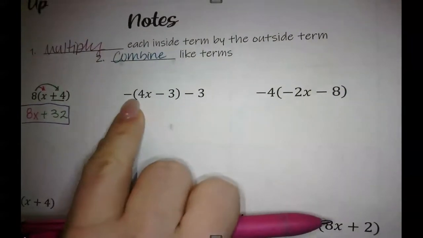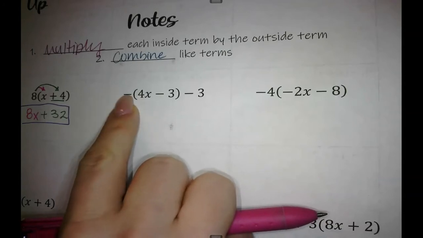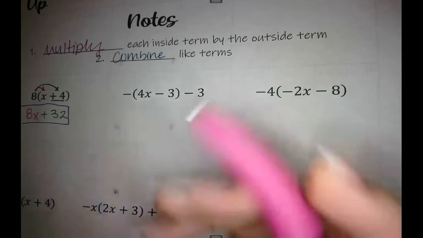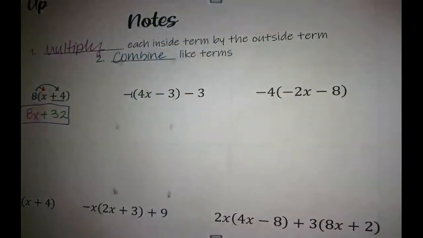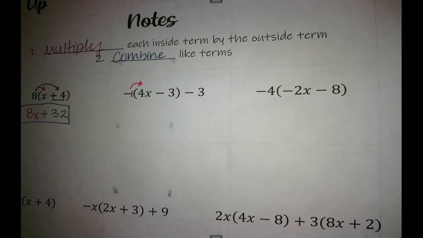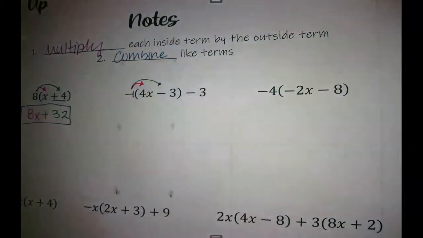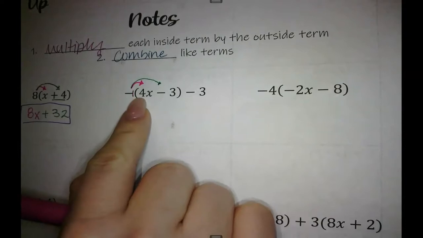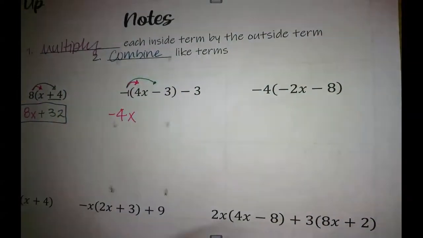This next example I included because I want you to remember that whenever we don't have a number, especially if there's a negative sign out here, this is an understood 1. So I'm still going to need to multiply each of these terms by that negative 1. I'm going to say negative 1 times 4x. That gives me a negative 4x.